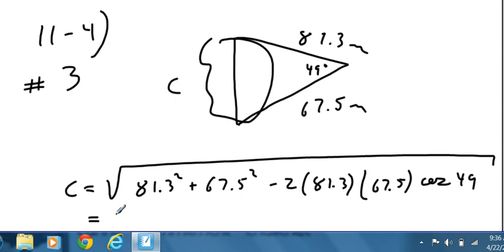And the pond is 62.8 meters across. 62.8 meters, final answer. Alright, well that was okay. I didn't have to do much there. Number 8.